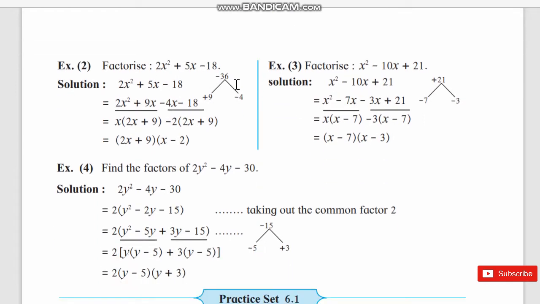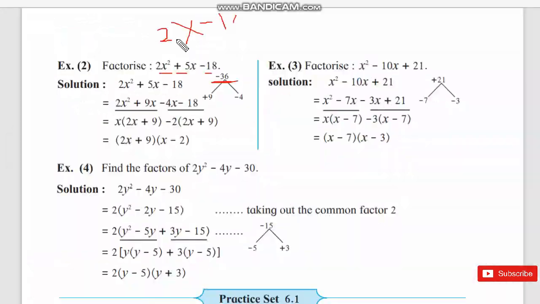Let us see the second example. They have given it properly. Let us see what the example is: 2x square plus 5x minus 18, and we are going to factorize minus 36. How minus 36? The coefficient of x square is 2 and the constant term is minus 18. So what is the product of 2 into minus 18? Minus 36. So we are just taking the factors of minus 36.